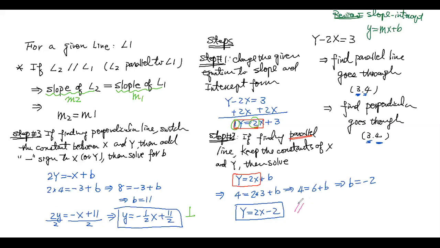So remember, what is the key thing we need to remember? If it's perpendicular, what do we do? We switch the x and the y constants, and then add a negative sign. If it's parallel, what do we do? Keep the constants here.